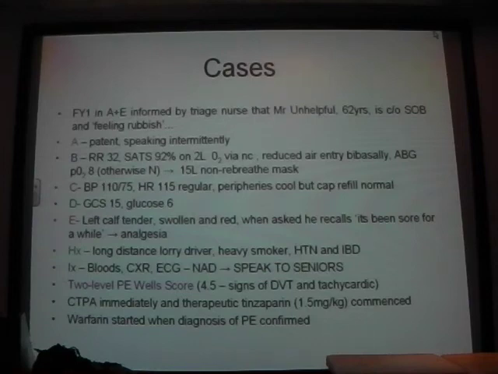How quickly do you start the warfarin? Just as soon as you know it's positive on CTPA, then you just start it. Yeah, so within a couple of days. You don't need to start it that day because once they've had the treatment dose tinzaparin, they're usually fine. So the next day should be fine too.